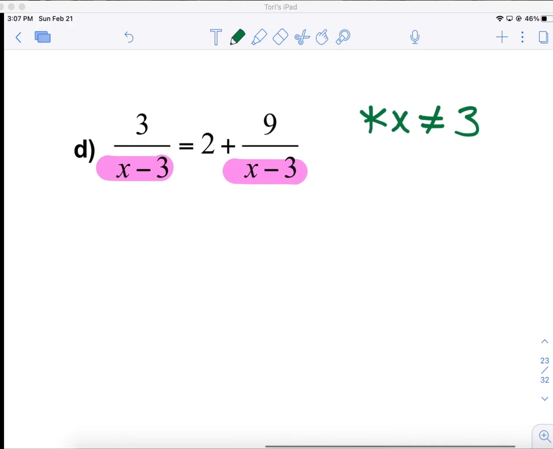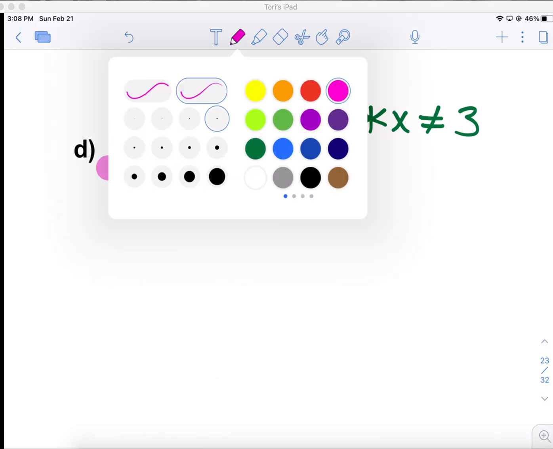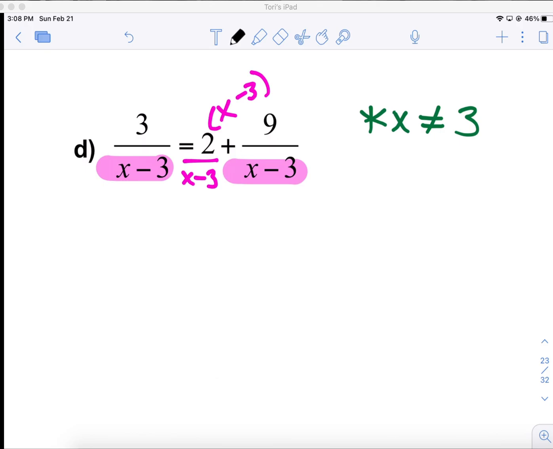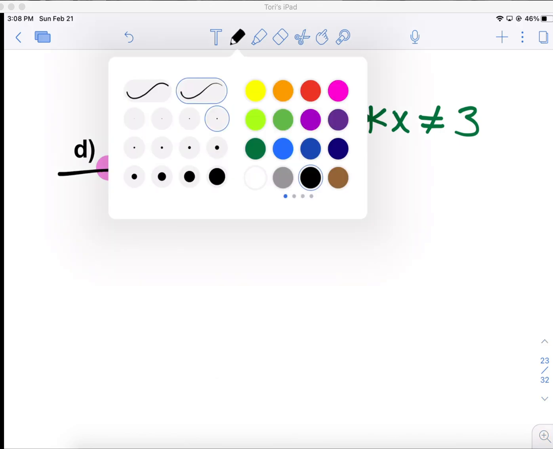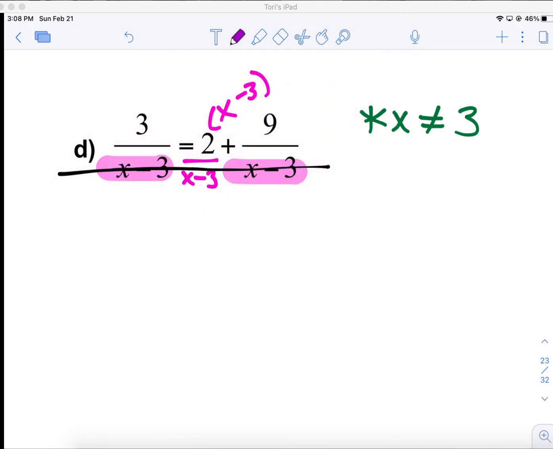D has only one variable required because this guy is technically over 1. So that means I need to create the x minus 3 under him and on top. So x minus 3 with that middle guy. Now that they all have the same denominator, I can strike through and get rid of the fraction, write out what I have left. So 3 equals, I'm distributing that 2. So 2x minus 6 and then plus 9.